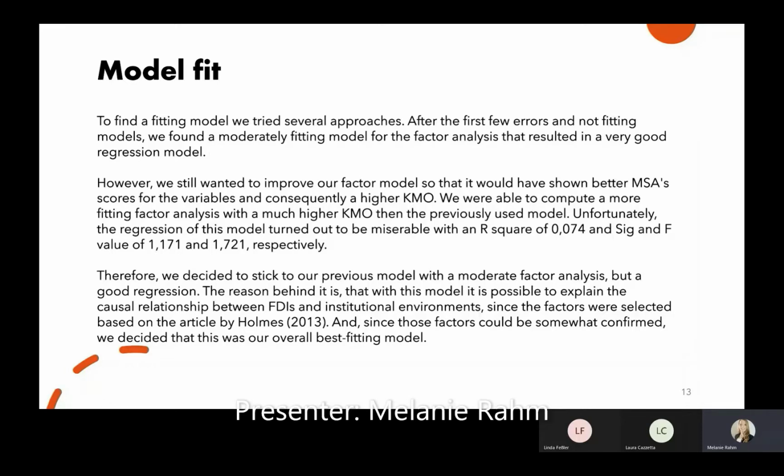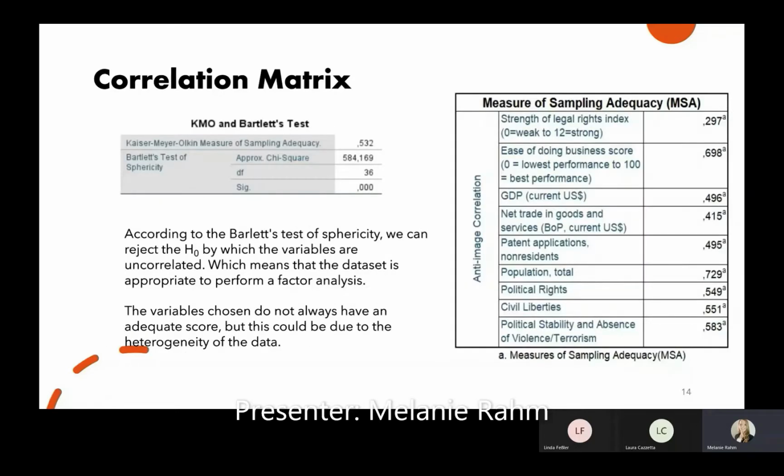Because with that, we can explain the causal relationship between FDI and the institutional environments better, and because the factors are backed up by the theory. For the correlation matrix, for our factor analysis, we decided to go with a moderate model, as mentioned before.